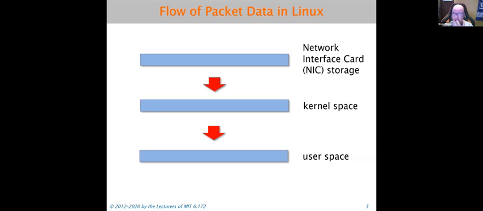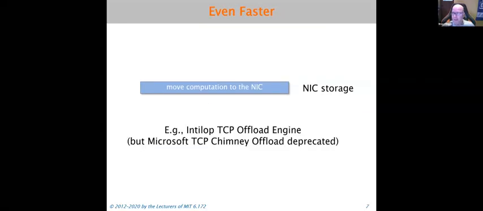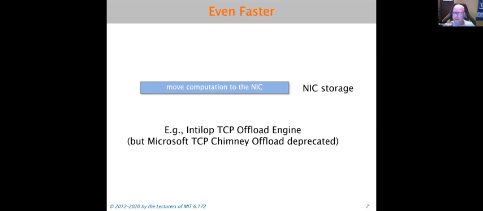And so actually only fairly recently, we've seen improvements where you can do things like copy data directly from the storage on the network interface card into user space. That's nice. That gets rid of one copy. Or even more extreme, push more and more of the computation into the network interface card itself. There's certain things that are just done over and over and over again, like managing the bookkeeping details of a TCP connection, that it's not that hard to put into the network interface card.